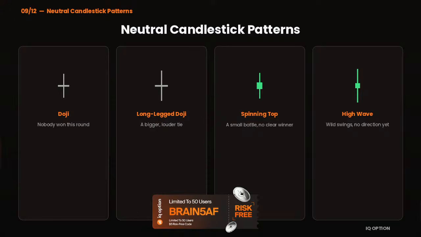So now let's zoom back out into the bigger picture and look at two chart patterns that actually help you answer the question everyone has been asking themselves: where do I actually enter?